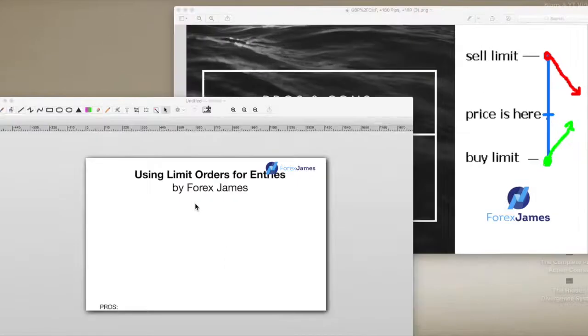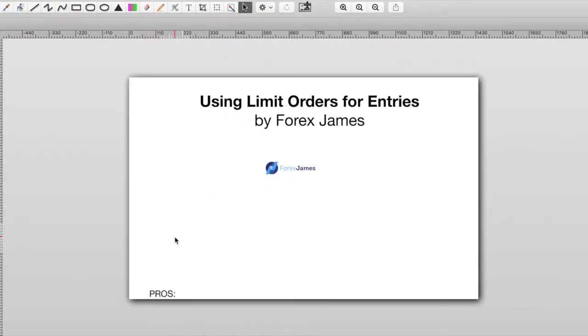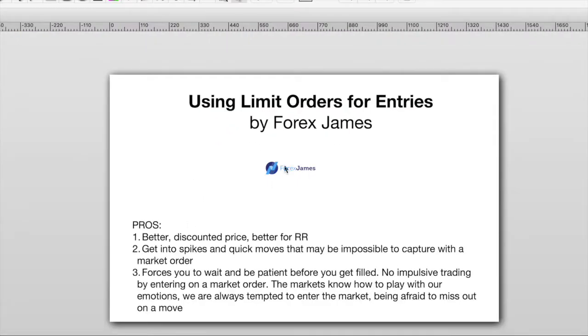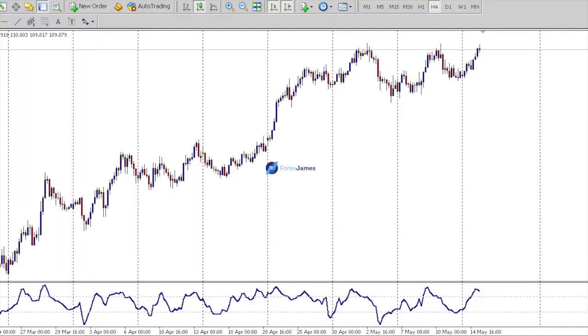So let's break down what I think are the pros and cons. Let's start talking about the pros first. So number one, better discounted price, better for risk to reward. Right? So here's what I mean here.